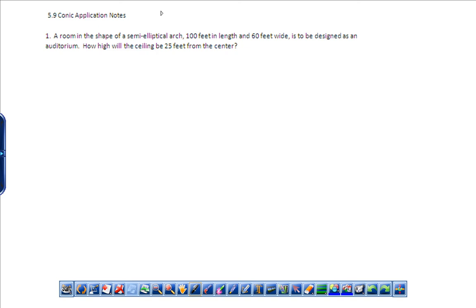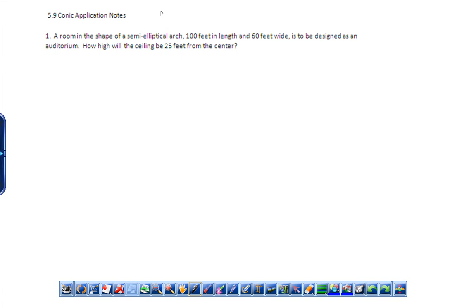Okay, this is 5.9 conic applications. So we have a room in the shape of a semi-elliptical arch. We've got 100 feet in length, 60 feet wide. It's to be designed as an auditorium. How high is the ceiling? 25 feet from the center.